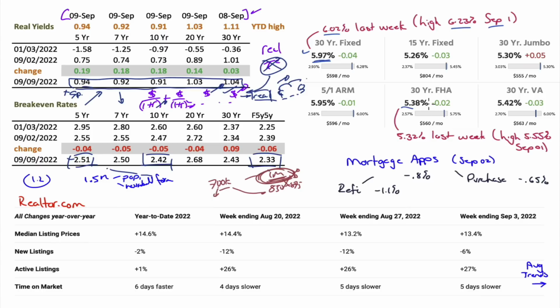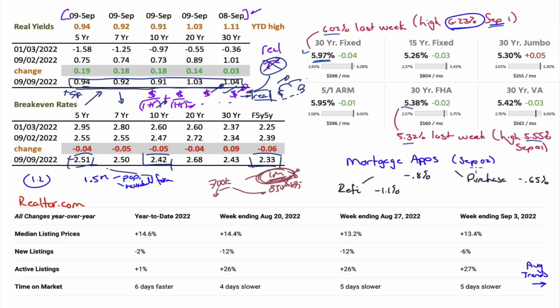The FHA 5.38 versus 5.32, again 6 basis points. I don't know that there's much information in there. The big information is they're just not moving in the direction that all the other yields were moving. This had a high of 5.55. Mortgage applications. This was the high on September 1st.